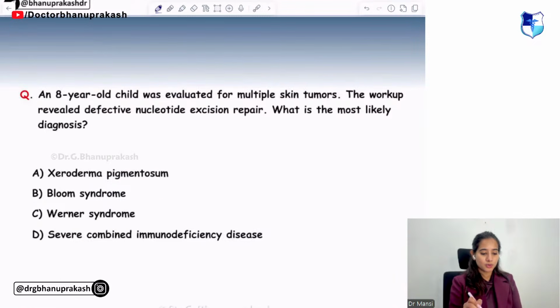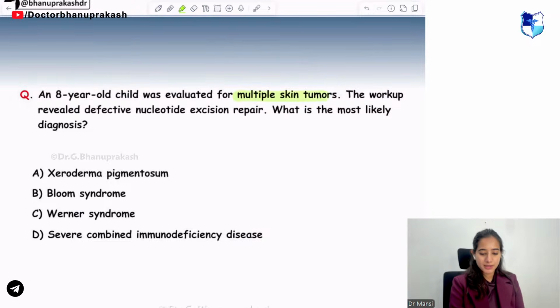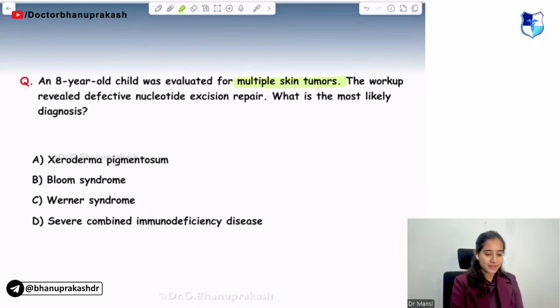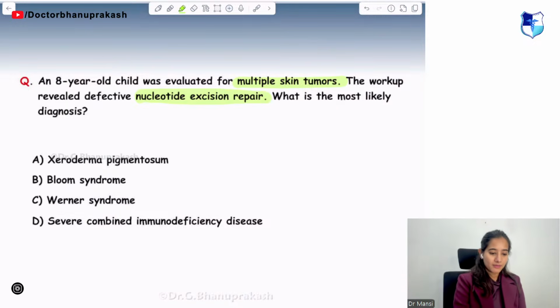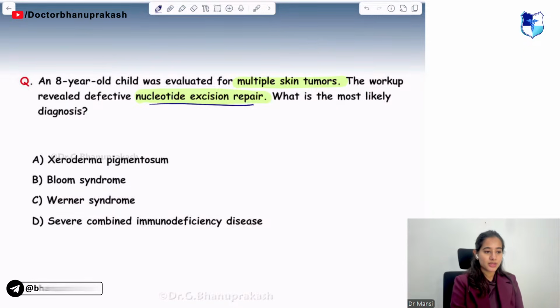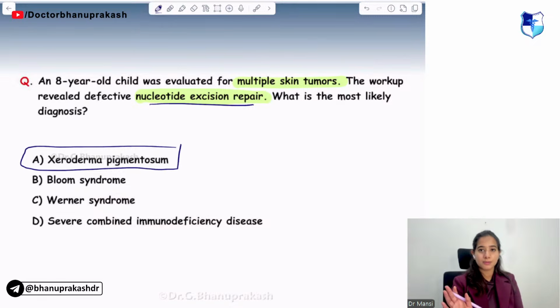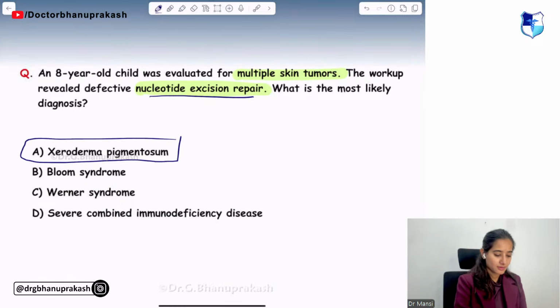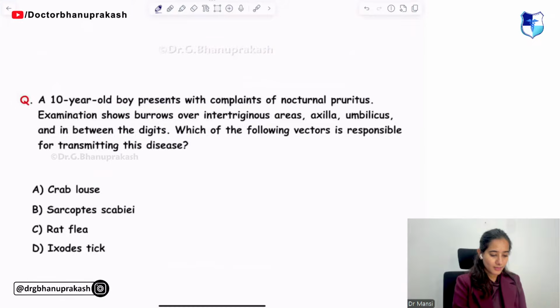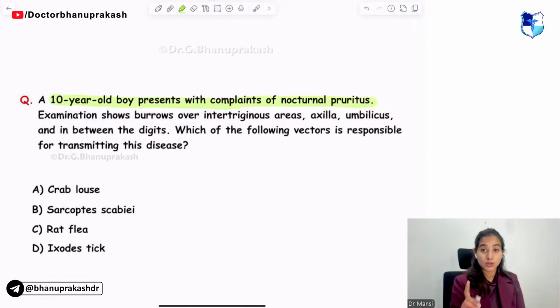Then an 8-year-old child, moving to the next question, was evaluated for multiple skin tumors. The workup revealed a nucleotide excision repair defect. Very, very important, and this is mostly associated with photosensitivity. So this is a very important disorder. Everybody is saying the right answer, xeroderma pigmentosum, is very, very right. Absolutely right. Then you have a 10-year-old boy who is presenting with complaints of nocturnal pruritus.